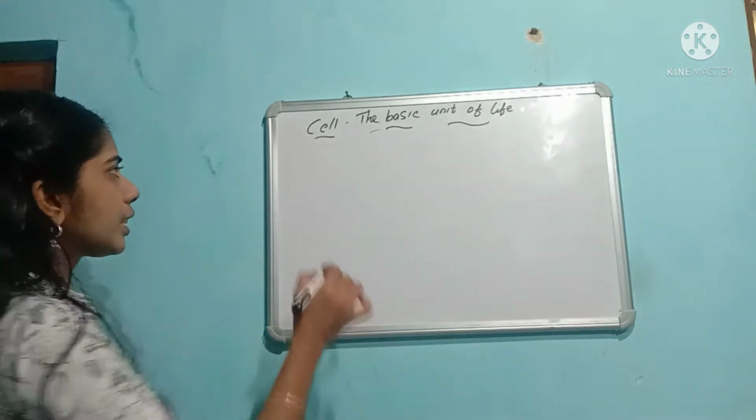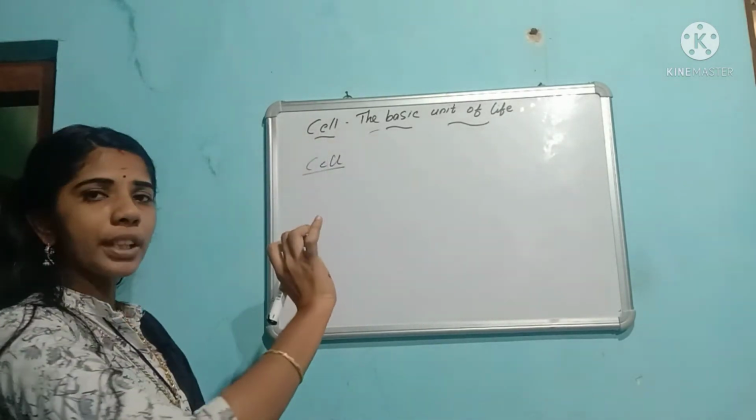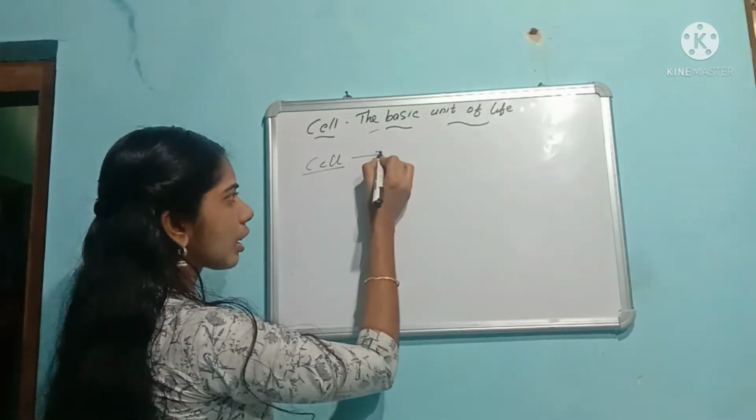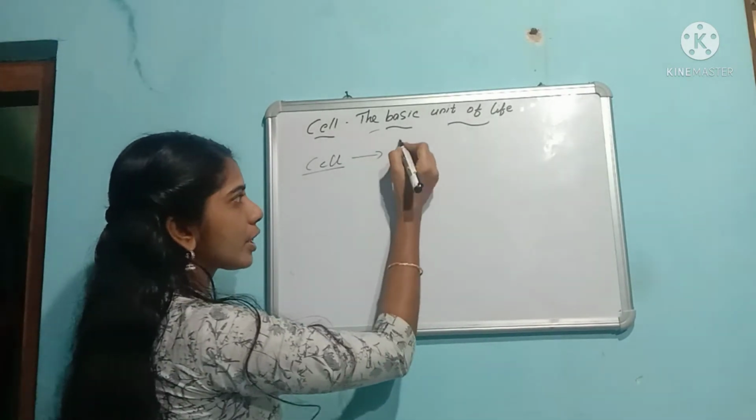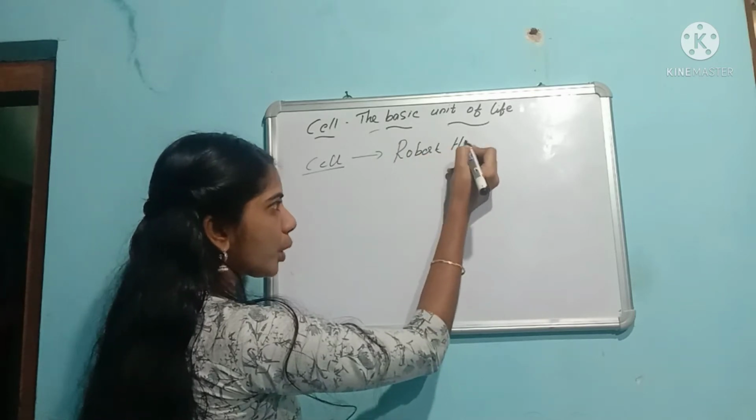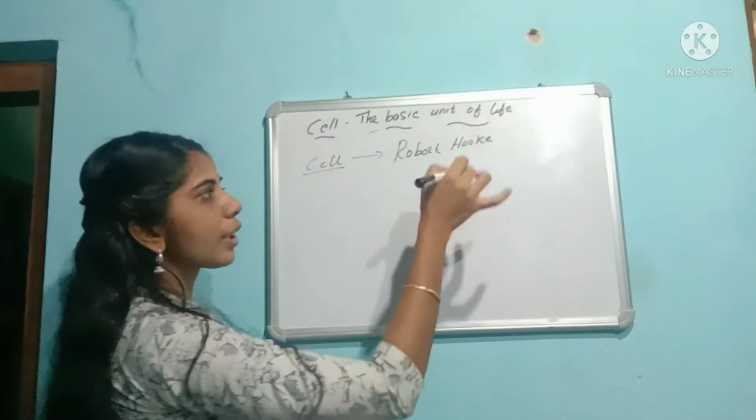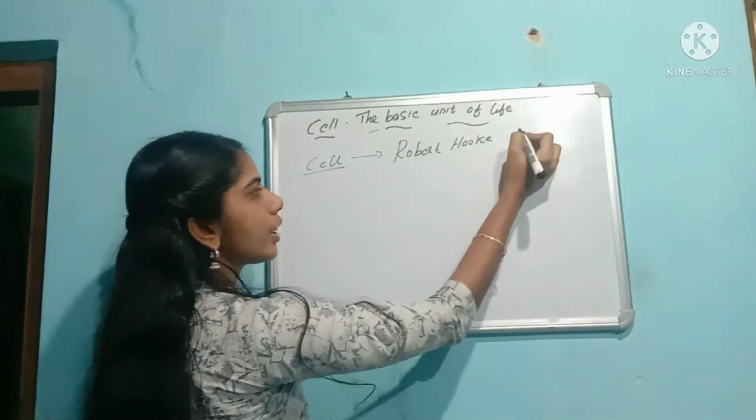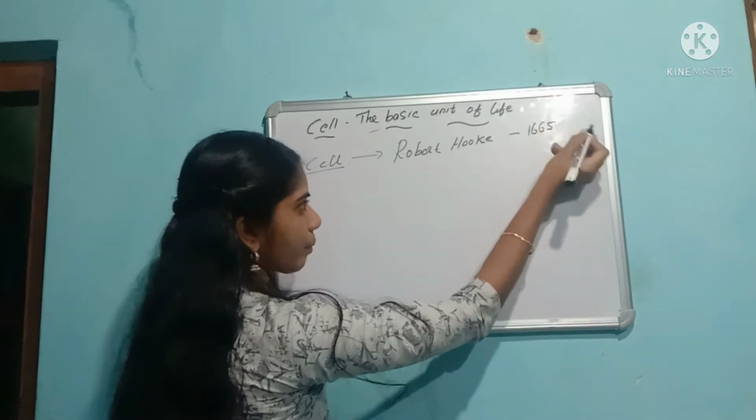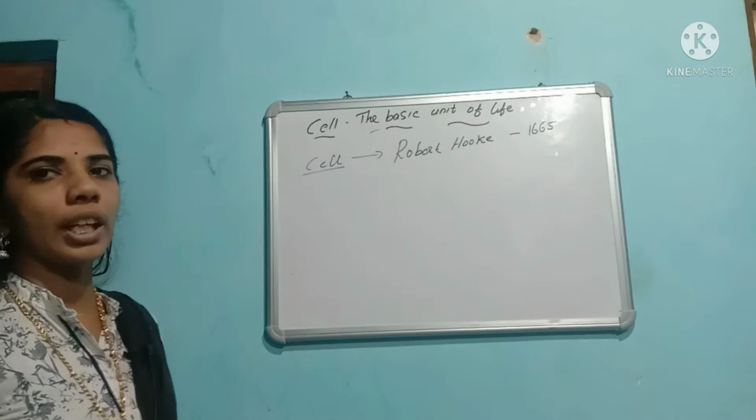About the cell, I already told you it is the basic unit of life. And who discovered the cell for the first time? That is the person named Robert Hooke. He is the scientist who observed the cell for the first time, and he observed the cell in the year 1665.